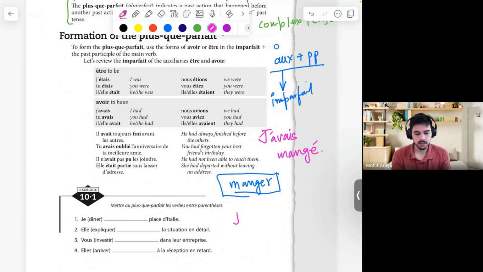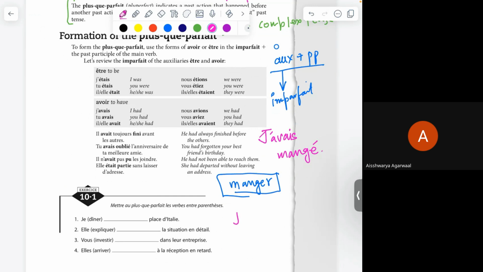Aishwarya, any doubts? No doubts. Wait, I think one second. Can you repeat the sentence?